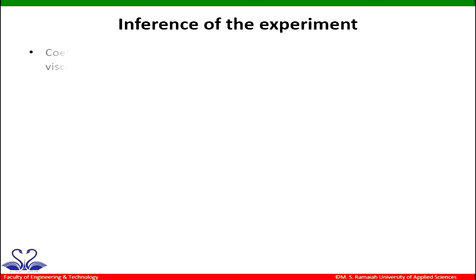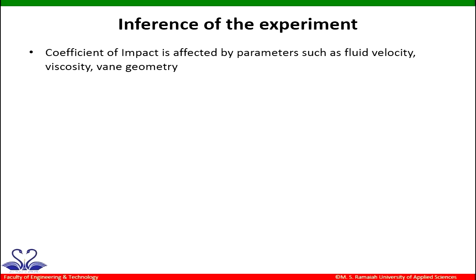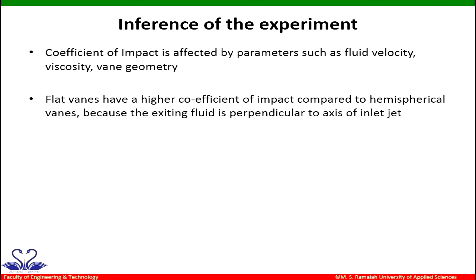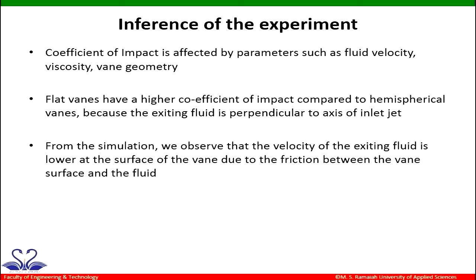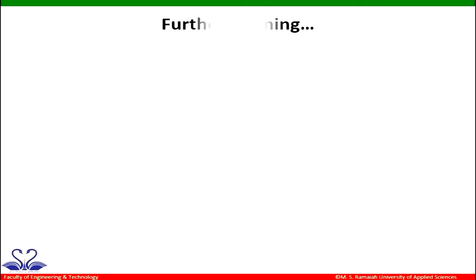Let us look at the inference of the experiment. Coefficient of impact is affected by parameters such as fluid velocity, viscosity, and the vane geometry. Flat vanes have a higher coefficient of impact compared to hemispherical vanes because the exiting fluid is perpendicular to the axis of the jet for a flat plane. From the simulation, we observe the velocity of the exiting fluid is lower at the surface of the vane due to the friction between the vane surface and the fluid, which could again add to the loss of the force of impact. This would be the further learning.